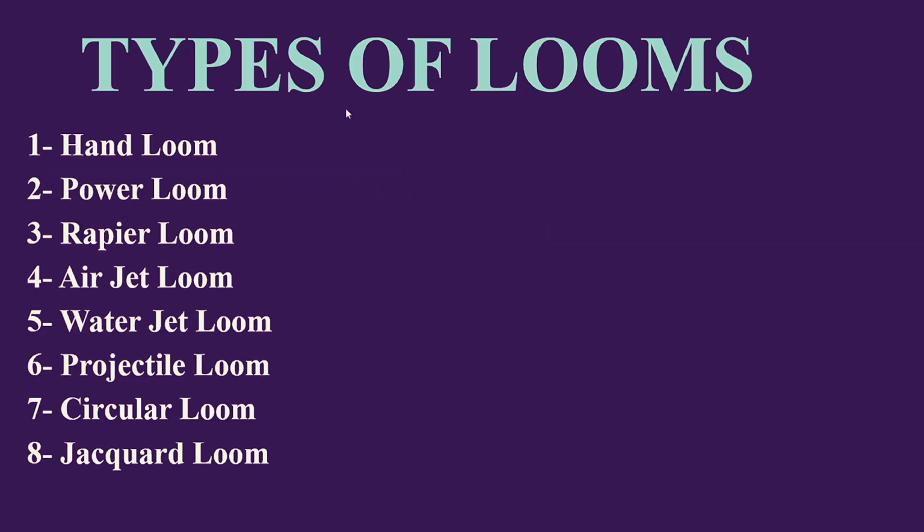There are different types of looms: handloom, power loom, rapier loom, air jet loom, water jet loom, projectile loom, circular loom, and jacquard loom. We will study these in next lectures one by one. Each loom's function, working principle, key features, pros and cons, and specialities of these looms with respect to fabric and with respect to end use.